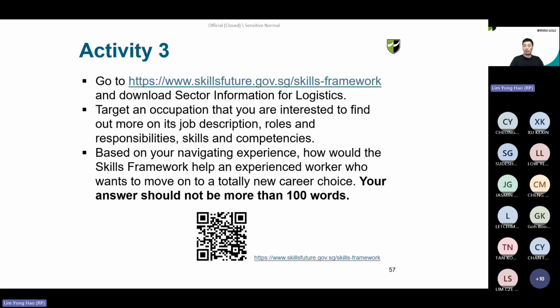I don't know how many of you are within that sector. So we can look at the sector information for logistics. Then we can browse through it and take a quick look. Then I just hear from all of you. I think no time to get into groups, so we'll do it together as a large group. Let me get into the sector information.